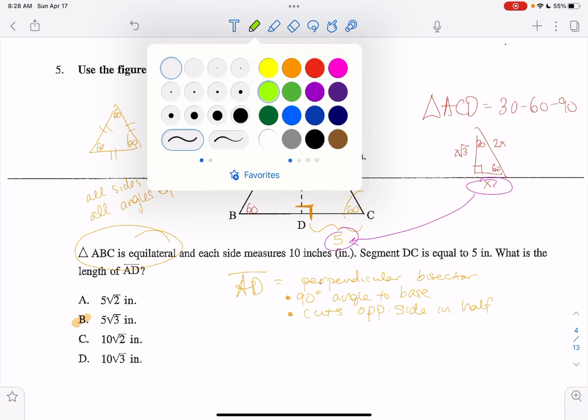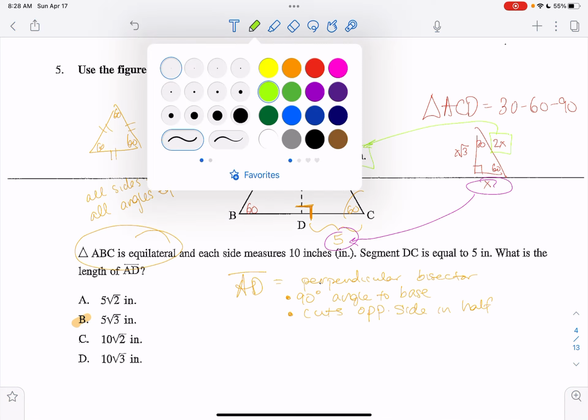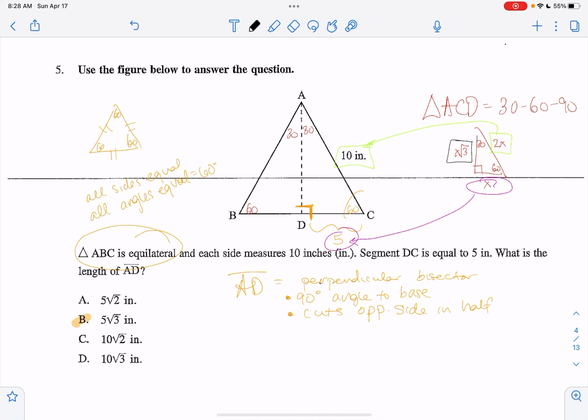This 2x corresponds to 2 times 5, or 10. So the height has to be x root 3, which will be 5 root 3. That's choice B.